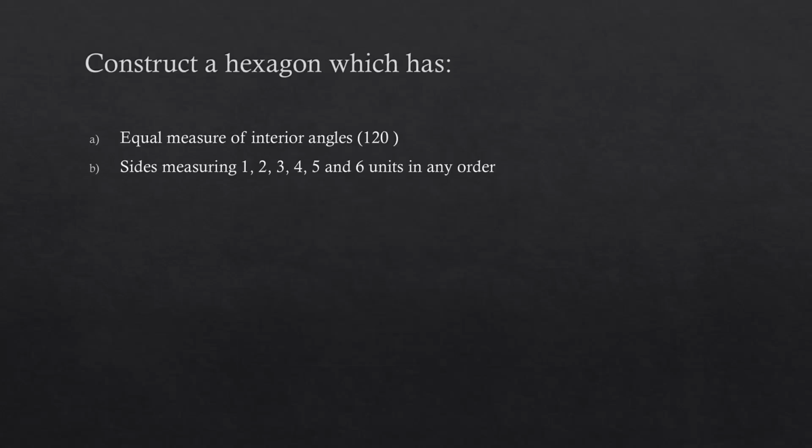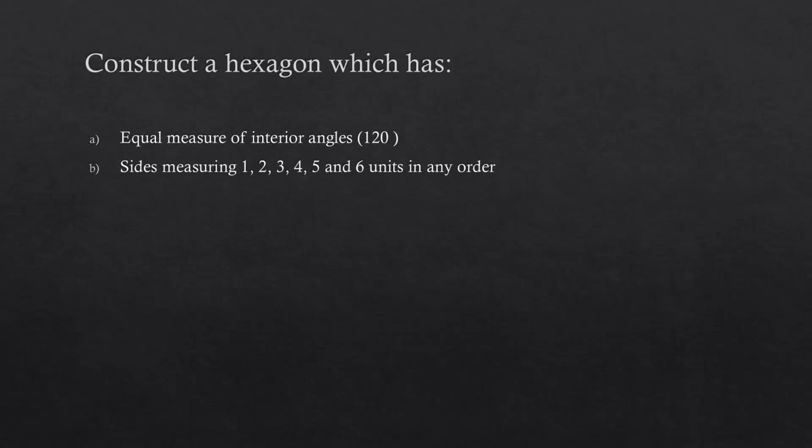The problem is we have to construct a hexagon which has the following two properties. One is that all of its interior angles have to be 120 degrees, and the second is kind of tricky: its sides cannot be equal. We have a hexagon whose sides are 1, 2, 3, 4, 5, and 6 units respectively, but all of its interior angles are equal to 120 degrees.